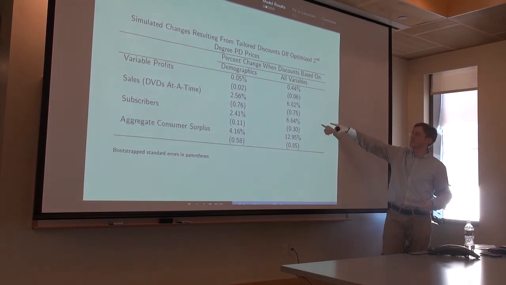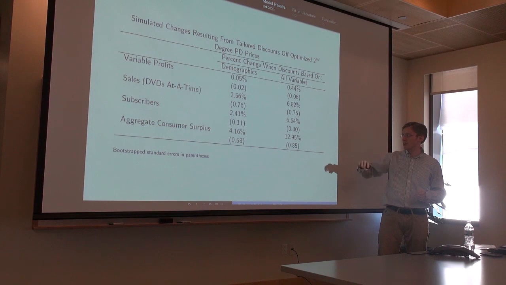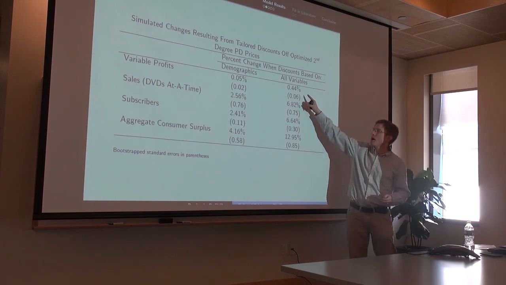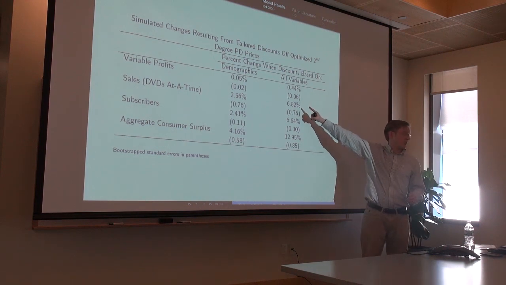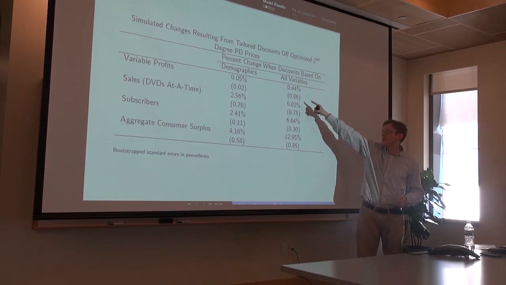If we just give discounts from the profit maximizing second degree price discrimination prices, in that case the profits go down some. They're about a third as high, or the gain in profits is a third as high. So it's 0.44% versus 1.4%.